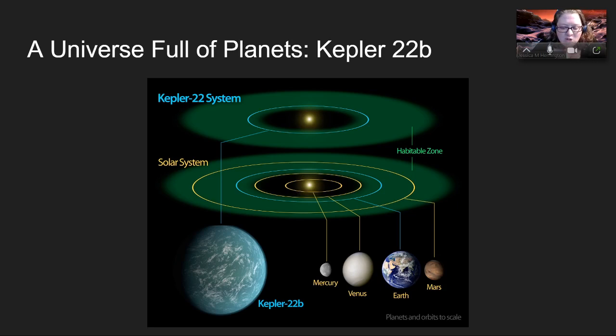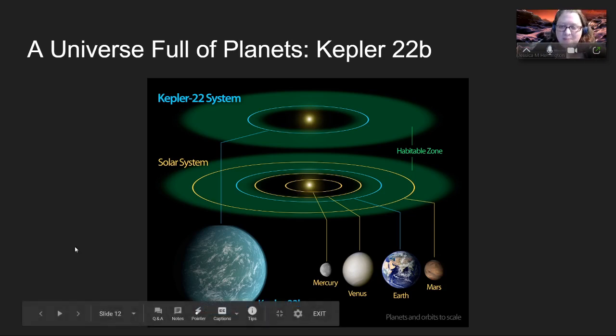a world full of just aquatic life, which would be really cool and amazing, and I would love to be able to study this one, but it's also like 600 light years away, so I don't think we're going to get all up close and personal with it, but it's definitely cool to think about what could possibly be there.